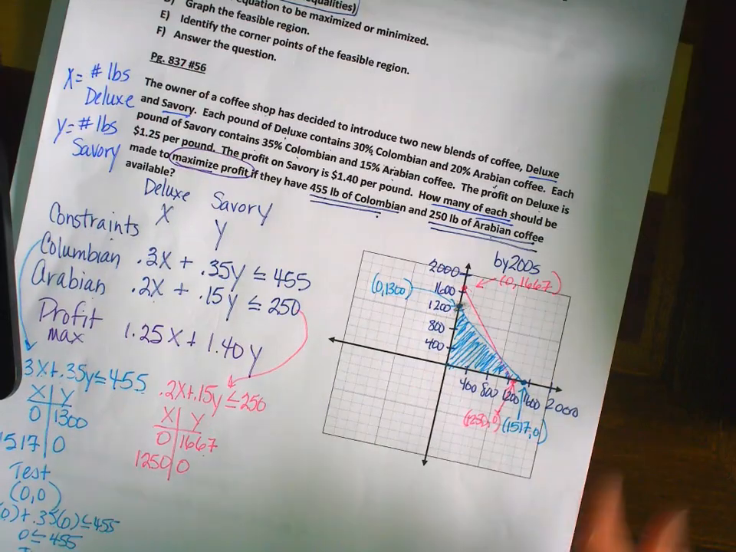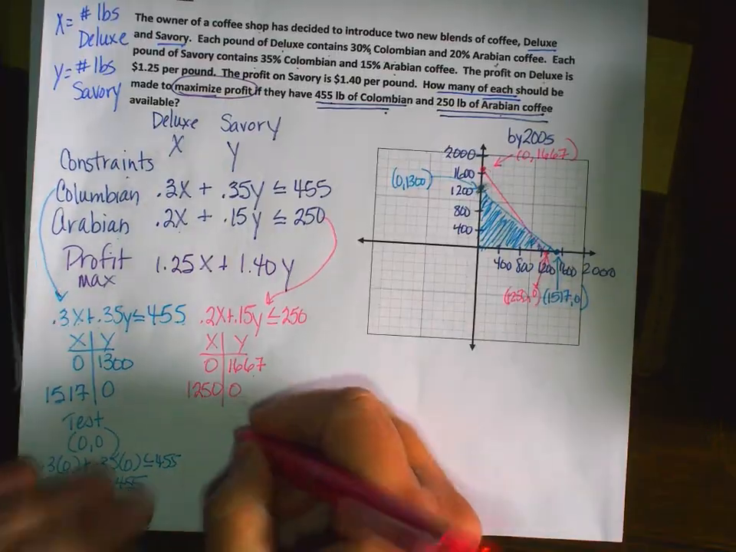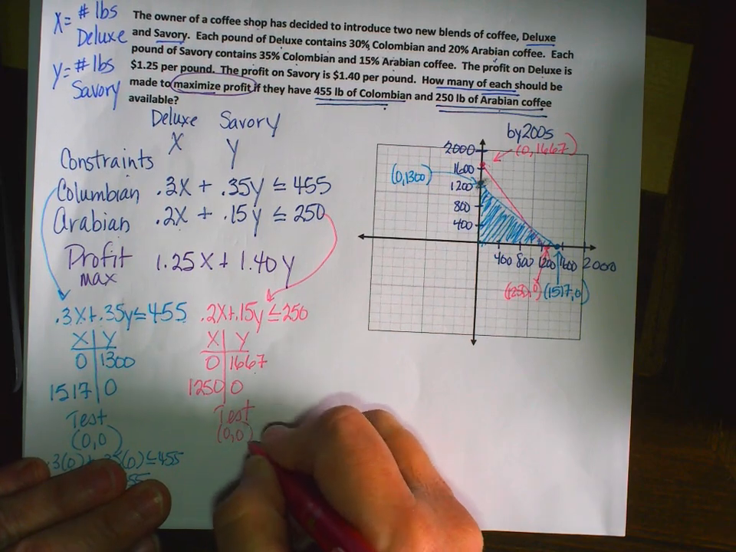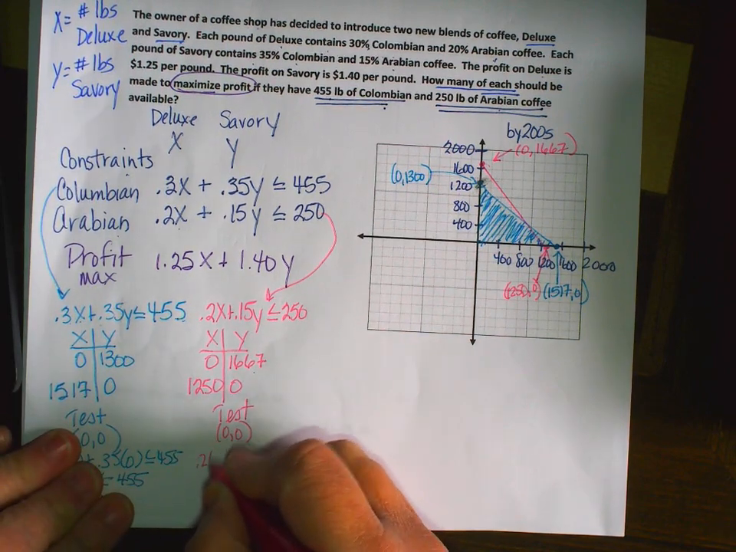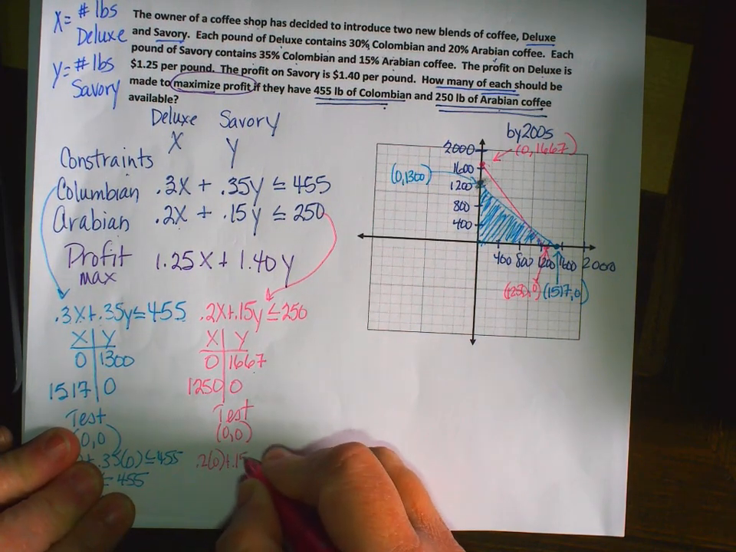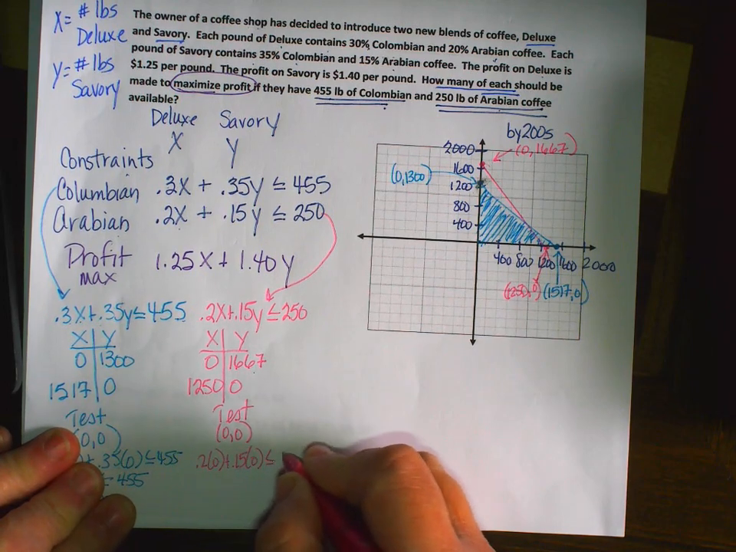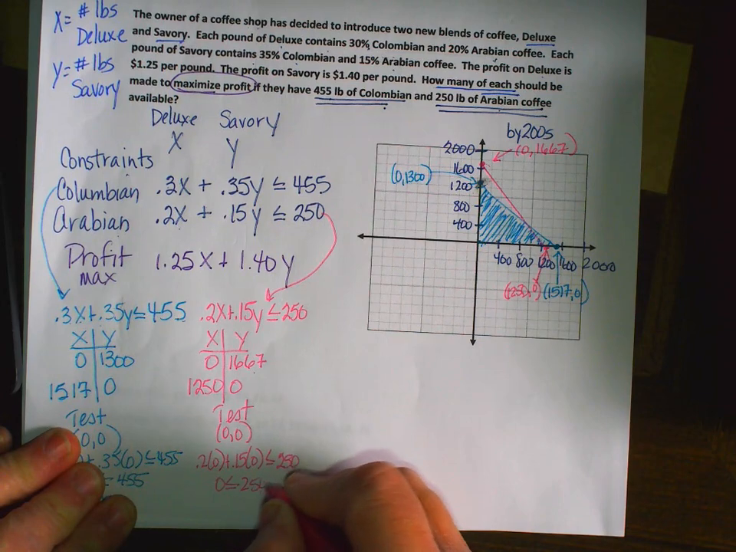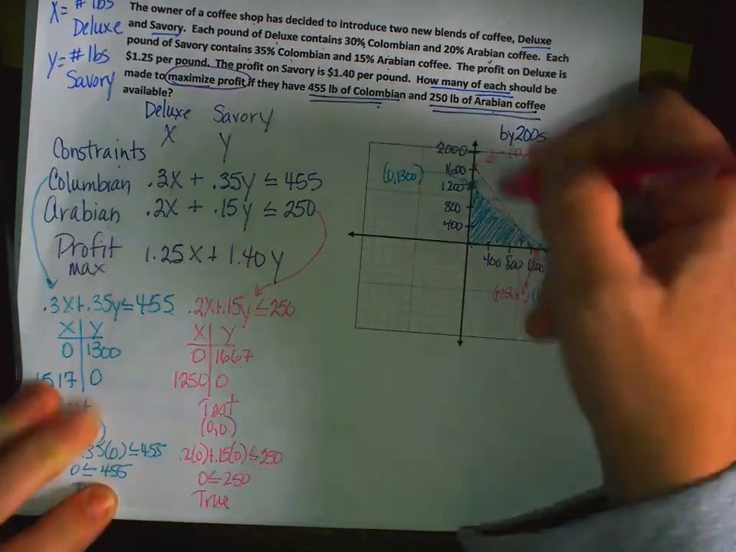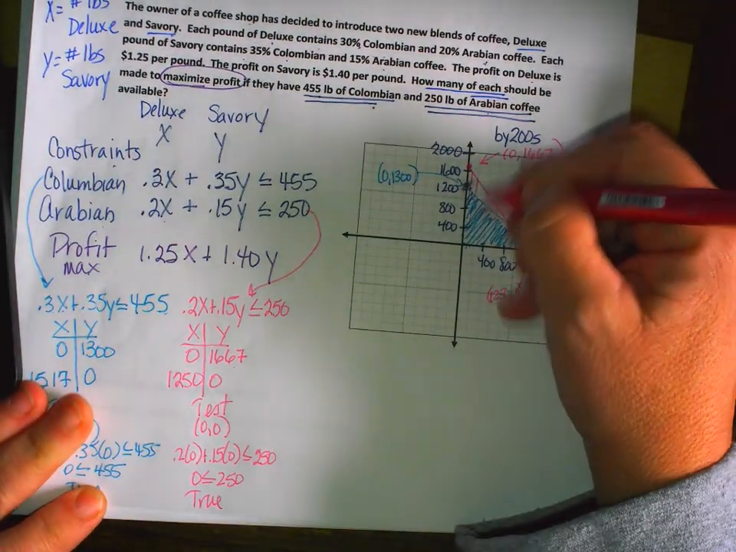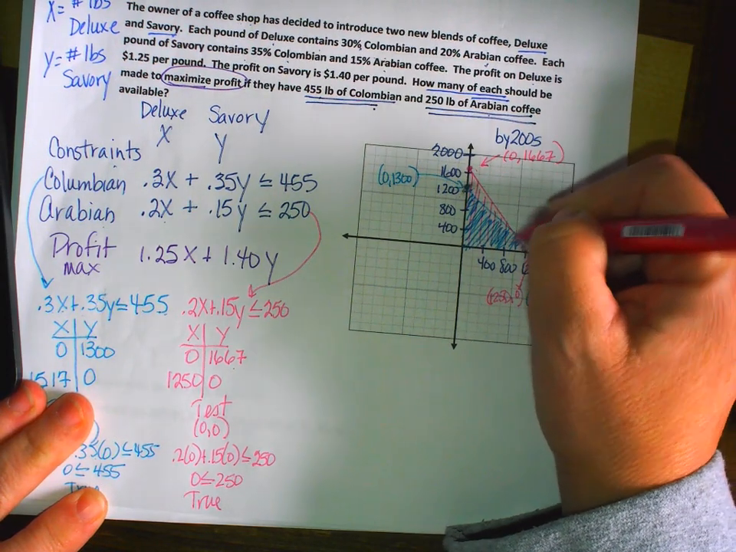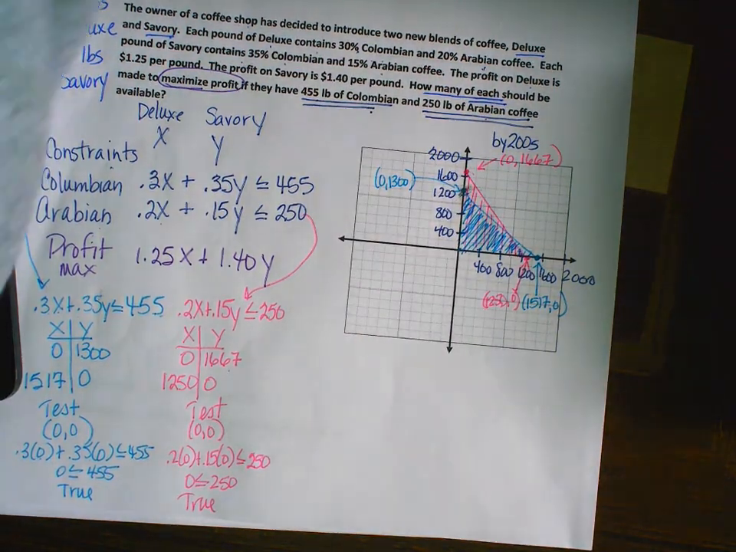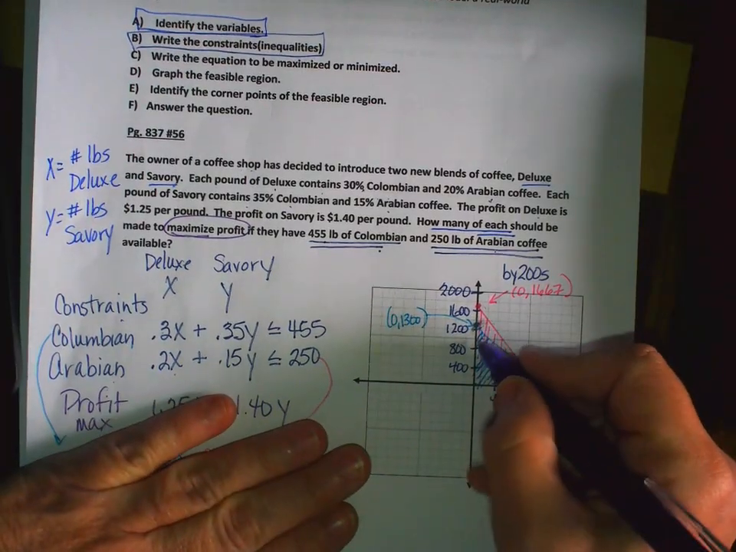And I've got to see which side of that line I'm going to shade, so I'm going to test 0, 0. And I have 0.2 times 0 plus 0.15 times 0 is less than or equal to 250. So if 0 is less than or equal to 250, and that's true, I'm going to also shade below the line here. And then my solution set is where these two shadings overlap. So I'm just going to color those in really dark.